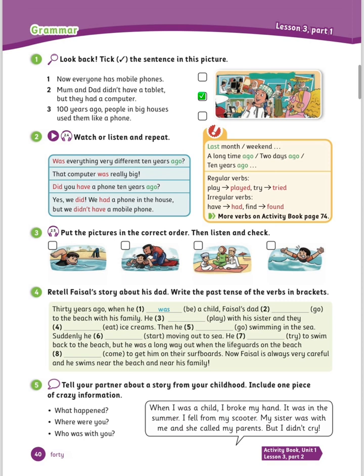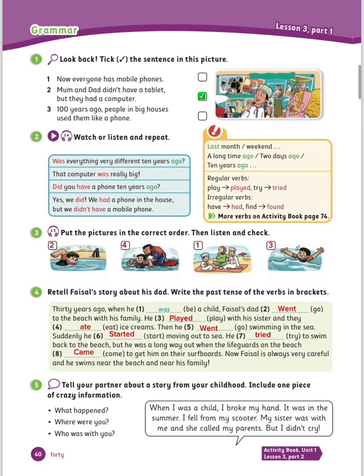Let's see the answers. Exercise number 4. Retell Faisal's story about his dad, write the past tense of the verbs in the brackets. Let's see the answers. Number 1, was. Number 2, went. Number 3, played. Number 4, ate. Number 5, went. Number 6, started. Number 7, tried. Number 8, came.